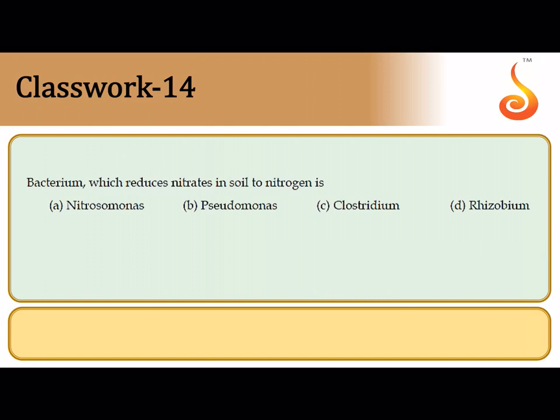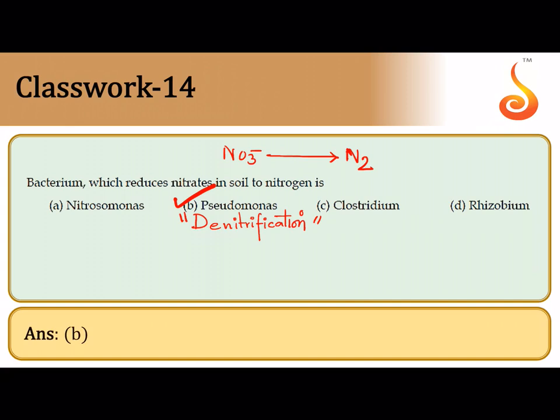Bacterium which reduces nitrates in the soil into nitrogen. Now some of the nitrates in the soil is liberated as free nitrogen and it is released into the atmosphere. This is the job of denitrifying bacteria such as Pseudomonas. So the process is referred to as denitrification. So please remember, the process where nitrate is reduced into nitrogen and it is liberated into the atmosphere is called denitrification. This is the job of bacteria such as Pseudomonas and Thiobacillus.